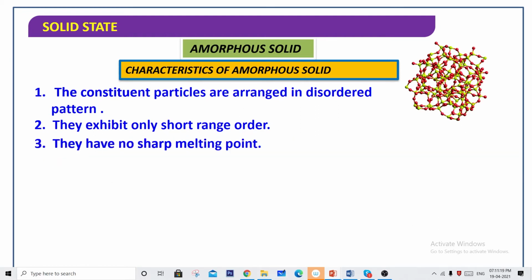They don't have a sharp melting point. What does it mean? If you take a wax whose melting point is 65 degrees Celsius, and now I'm heating it from 25 degrees Celsius. At 45 it becomes soft. If you apply some pressure, you can compress it. At 50 degrees Celsius, it becomes so soft you can bend it.